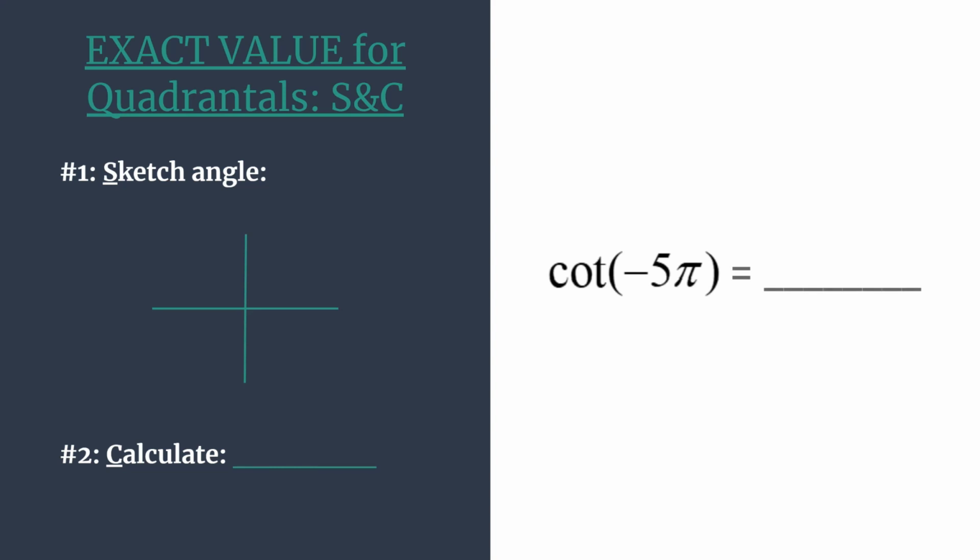Okay, so cotangent of negative 5 pi. Let's go ahead and look at our angle that we need to sketch. So we should notice two things. First, the negative sign just means we have clockwise rotation. And then we should know that 2 pi is a full rotation and negative 5 pi is more than one clockwise rotation. So for sketching, we may want to find a coterminal angle.